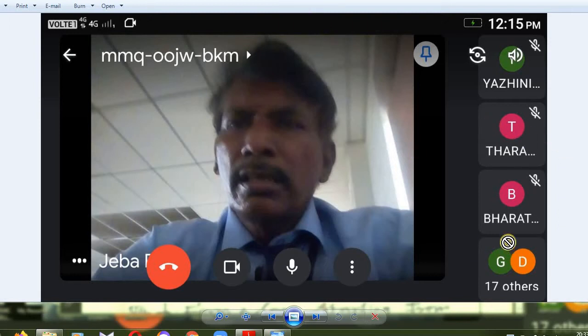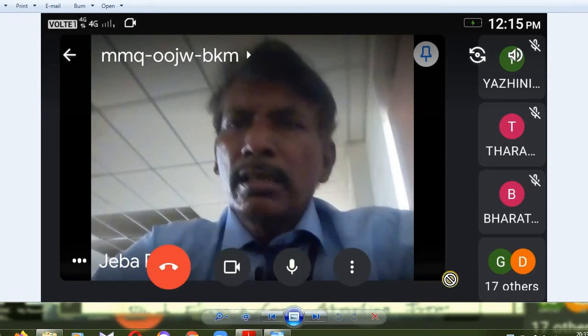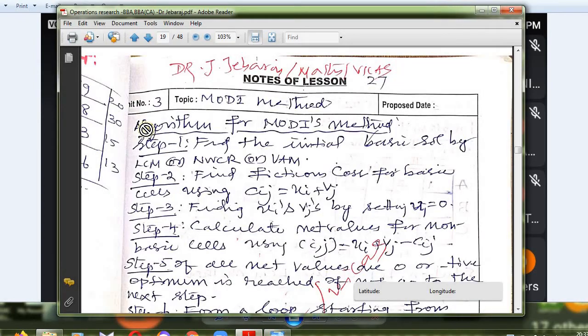This is your class where I do want to give the algorithm for the MODI method. So in a 5-mark question they may ask this MODI method algorithm. Algorithm means the way that a problem can be solved, or the command can be given to the computer to solve that. The first step is find the initial basic solution by LCM or VAM or northwest corner rule.